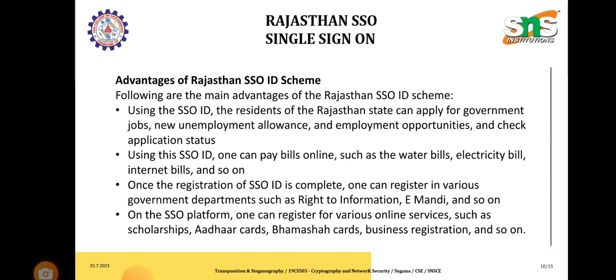The advantages of using this Rajasthan SSO ID are that, using this single sign-on ID, the residents of Rajasthan can apply for government jobs, new employment allowances, and employment opportunities, etc. They can also pay all the government related bills online. Once the registration is complete, they can register in various departments of Rajasthan by using a single username and password. These are all the benefits.